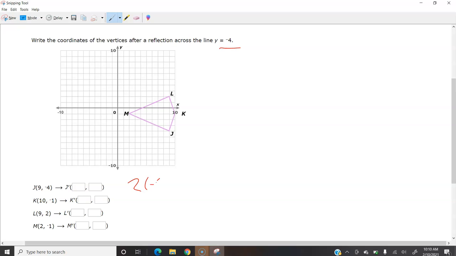2 times -4 minus a -4. That is -8 plus 4, which ends up being -4. 2 times -4 minus a -1. That gives me -8 plus 1, which is -7.